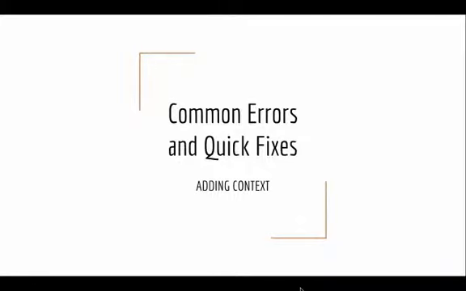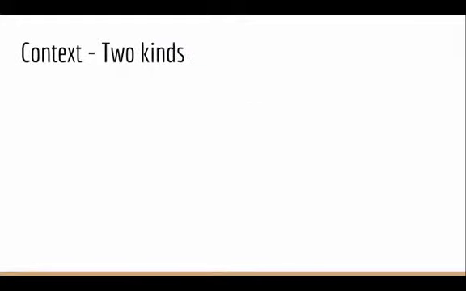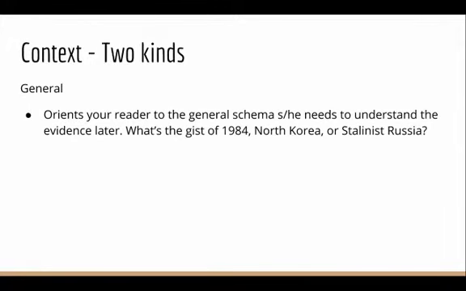If your score on the context row of your rubric was lower than you'd like, it's pretty easy to fix, but to fix it, you've got to understand which kind of context you were missing and what it should sound like. So first, there's two kinds of context. Lots of people were missing general context. General context orients your reader to the general schema that he or she needs to understand the evidence later.